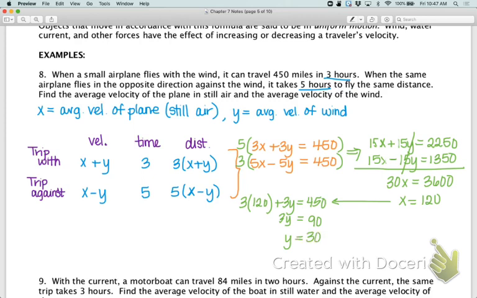Now again, this didn't ask us to solve for x and y, it asked us about something in a context here. So I'm going to go ahead and write my answer using correct units. And so that's what we get.